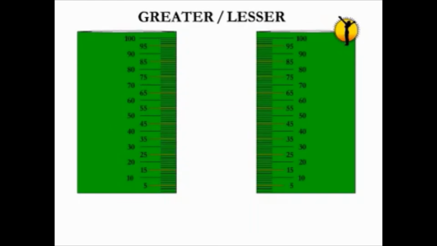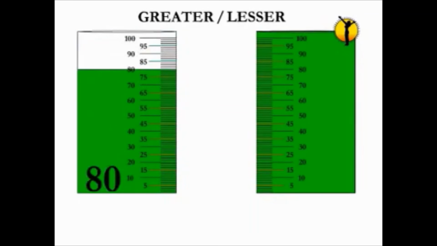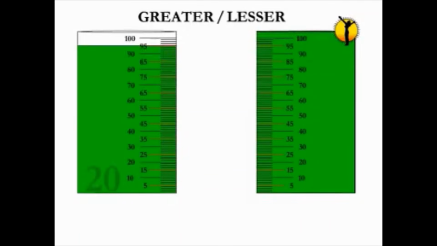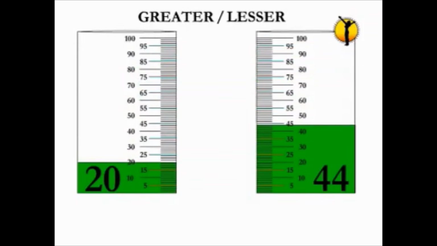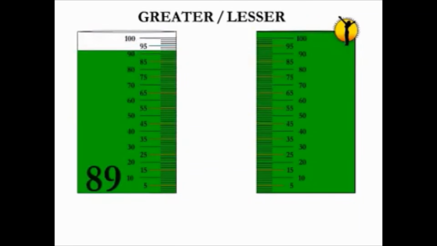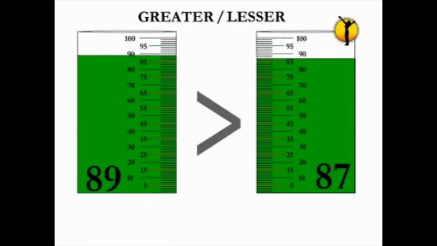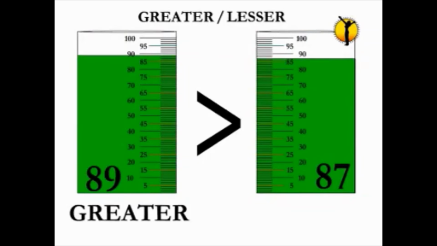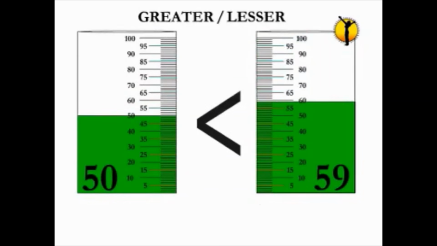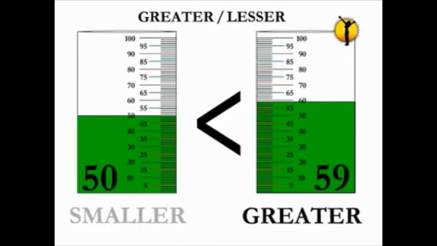Greater number, lesser one. 80, 54. 80 is the greater number and 54 is the lesser number. Okay. 20, 44. 20 is the smaller number and 44 is the bigger number. Alright. 89, 87. 89 is the greater number and 87 is the smaller number. 50, 59. 59 is the greater number and 50 is the smaller number.